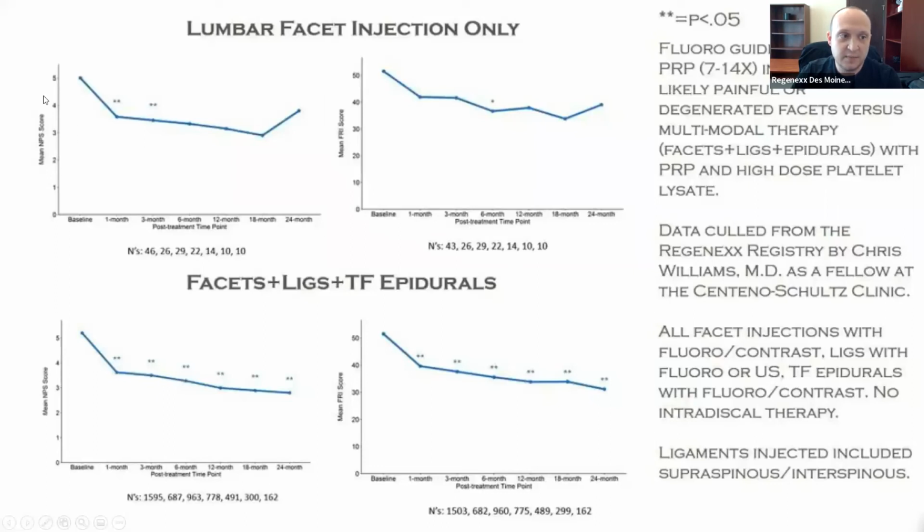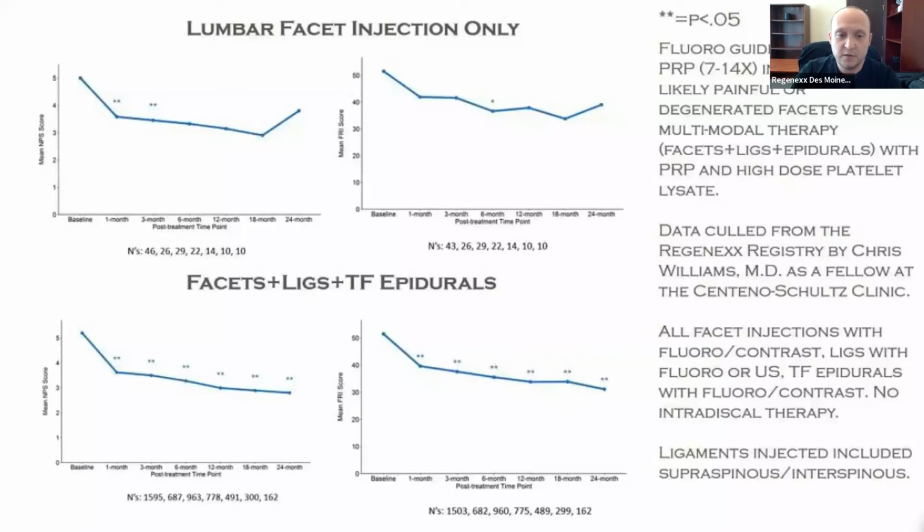And so this is a pain score on the left. This is a function score on the right. And again, you can see the numbers of patients that responded at each of the time points. At the bottom, he said, okay, well, let's compare those patients that only had the joints injected compared to the patients that we treat as far as what we call the functional spinal unit. We treat the ligaments, we treat around the nerve, we treat into the joint. And sometimes we treat into the disc as well if needed.